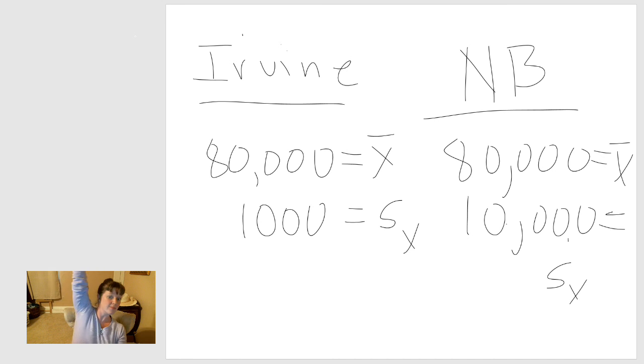Bigger numbers mean there's more variability. Make sense? I hope so. So the bigger the standard deviation, the more spread out you know the people are. The more different from the average you know people are. The smaller the standard deviation, the less different you know the people are from each other and thus from the average.